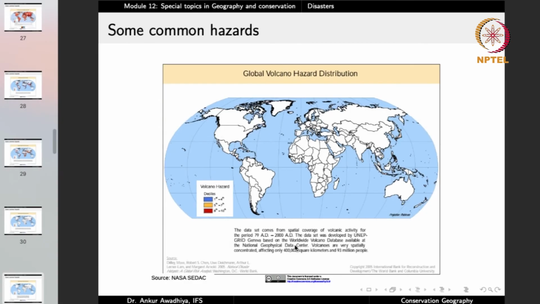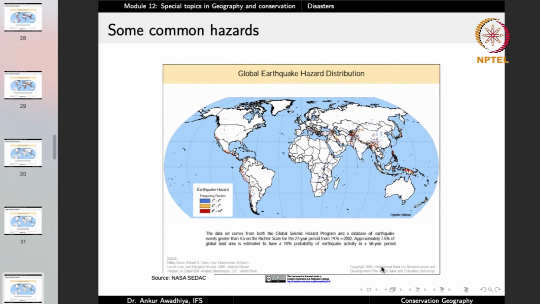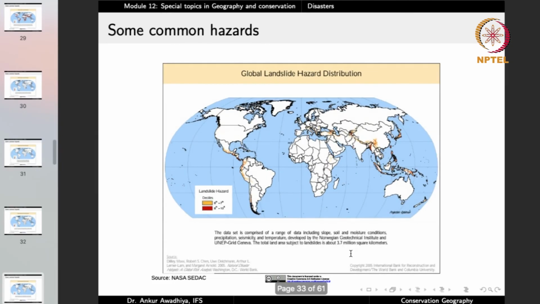If you look at global volcano hazard distribution, we find that we do not have the volcano hazard in a very large number of areas. We do find volcanic hazards here or here or here, but overall volcanoes are very spatially concentrated, affecting only 400,000 square kilometers and 93 million people. If you look at global earthquake hazard, it is much more prominent. In our country, the Himalayan belt has a very high concentration of earthquakes, but even in other areas we do have the earthquakes. Approximately 7.5% of the global land area is estimated to have a 10% probability of earthquake activity in a 50-year period.